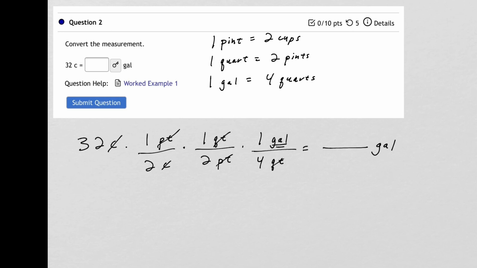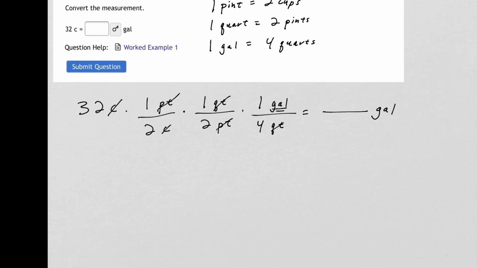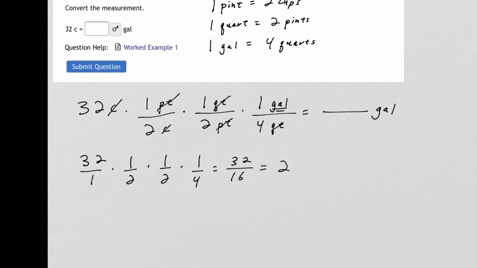So now we just have to divide this out. This is going to be 32 over 1 times 1/2 times 1/2 times 1/4. We can simplify, but let me multiply numerators and denominators and simplify at the end. So 32 times 1 times 1 times 1 is 32. 1 times 2 is 2, times 2 is 4, times 4 is 16. So this is going to be 2. So 32 cups is the same as 2 gallons.